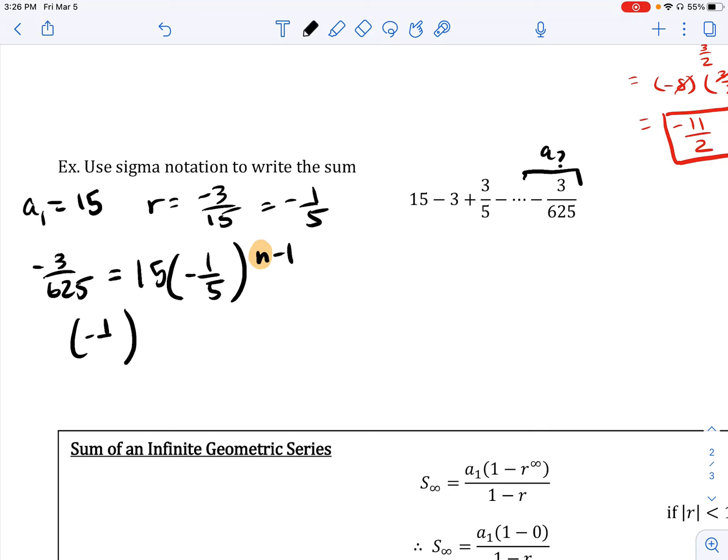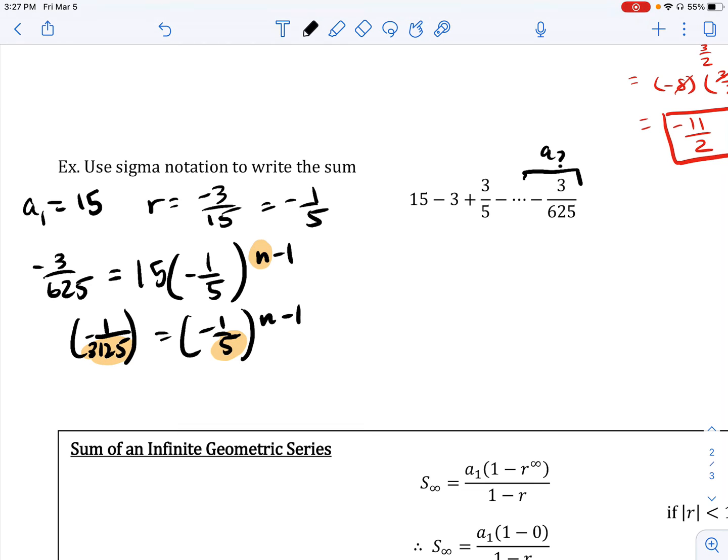I apologize, negative 1 over 3125, that's what that's going to be, is equal to negative 1/5 to the n minus 1. Now, since our numerators are going to be negative 1 in both cases, what we're really just concerned with is 5 to what power is 3,125? And the answer is, we would say to the 5th power.